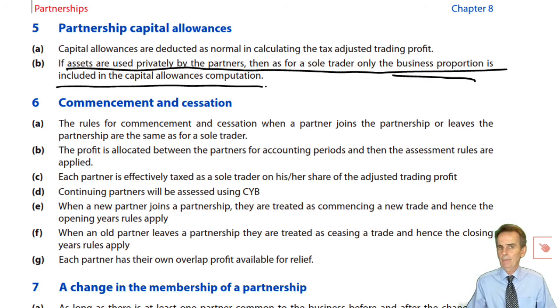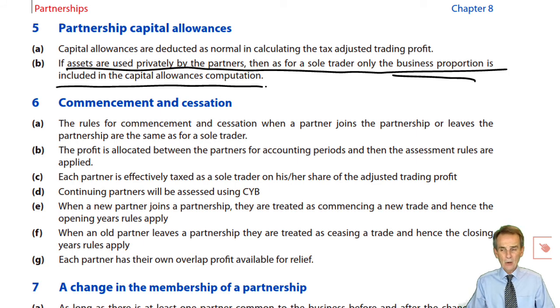And equally, if a partner leaves the partnership, then having got their tax-adjusted trading profit for the part of the accounting period up to the date when they leave the partnership, we have to deal with the closing year rules for the cessation of a trade, but just for that individual. So far as that individual is concerned, they have ceased trading. So we have to apply the bases of assessment for that individual partner that apply for the closing years of such an unincorporated business.